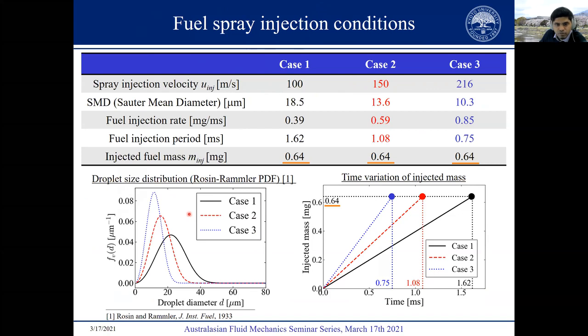Rosin-Rammler PDF. So as you can see, the droplet size distribution becomes more biased towards the smaller droplets as the fuel injection velocity increases. And hence you see that the Sauter mean diameter reduces as the fuel injection velocity increases. The total fuel mass injected is 0.64 milligram in each case. And each simulation is performed until this amount of fuel is injected in each case.